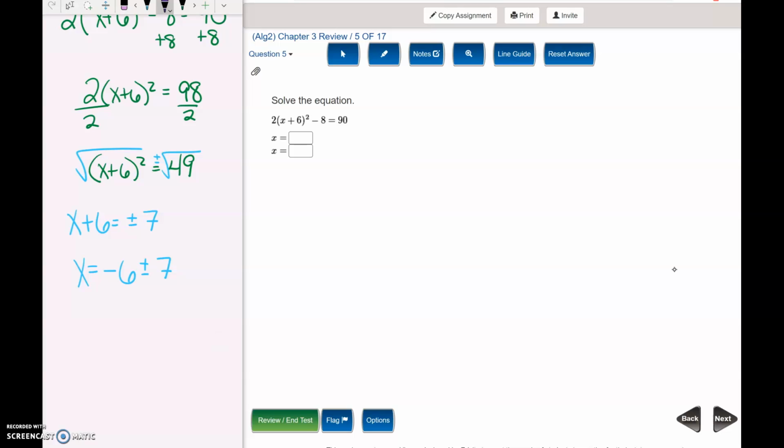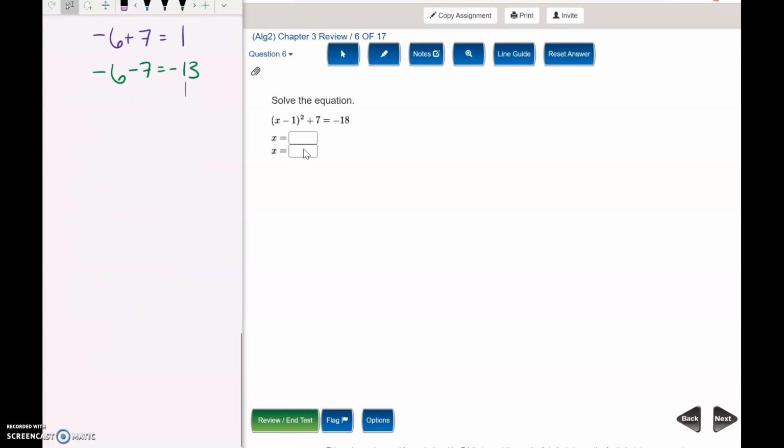Do the problem once using the plus sign. If we use the plus sign, we do negative 6 plus 7. That answer is 1. When we use the minus sign, negative 6 minus 7 is negative 13. So our answers are 1 and negative 13. It doesn't matter which blank you use. You can put negative 13 in the top one and 1 in the bottom one. It will still count them both as correct.